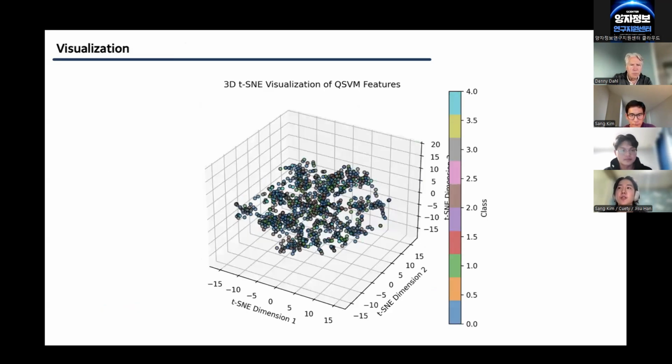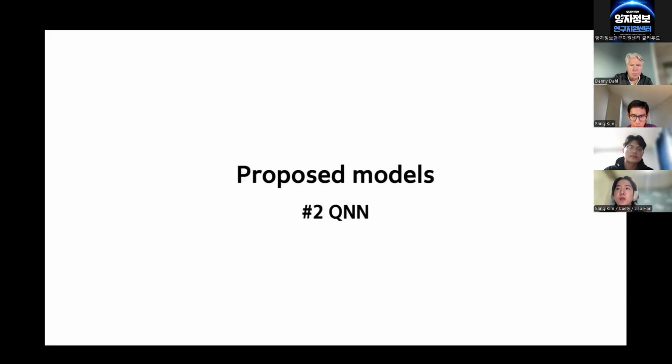This is a 3D visualization based on the features extracted from our first proposed model. As mentioned earlier, we can clearly see that the feature vectors are not well separated by classes, indicating poor classification boundaries. This supports our earlier observation that the model struggled to distinguish between classes effectively. Now let me present our second model.